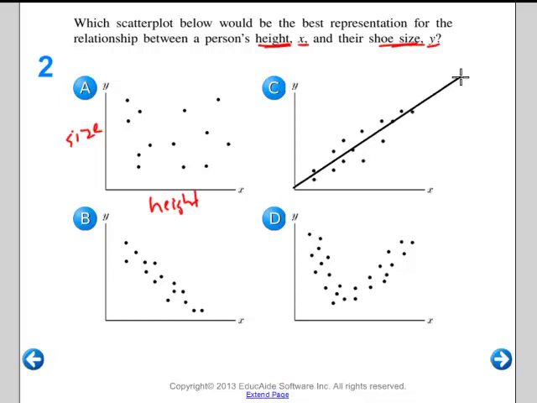And by the way, there would be our line of best fit. So if you continue to get taller and your shoe size got bigger, we could predict how big they would be by just extending that line out or writing an equation for it. So in this case, our answer is C.